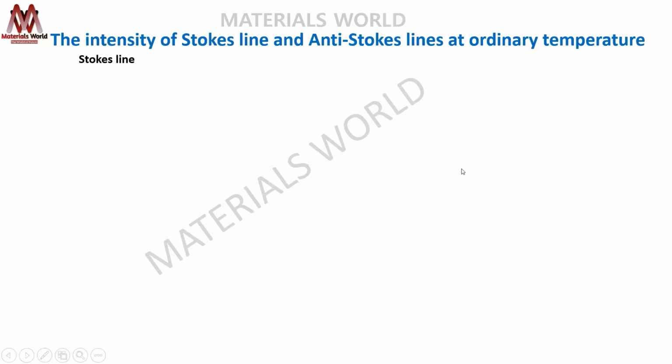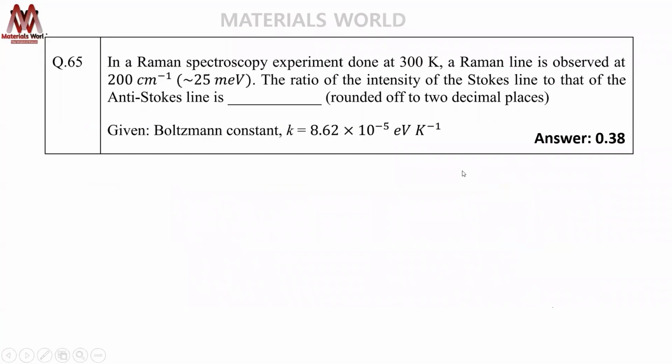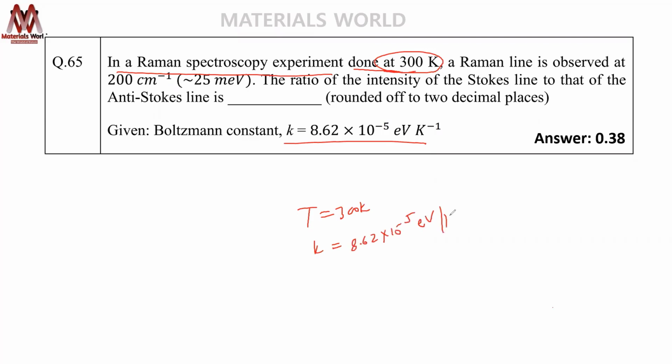So if you see the GATE question, where is that? Here you are in a Raman spectroscopy excitation done at 300 Kelvin. So T is given as 300 Kelvin. Boltzmann constant is also given, 8.62 into 10 power minus 5 electron volt per Kelvin.